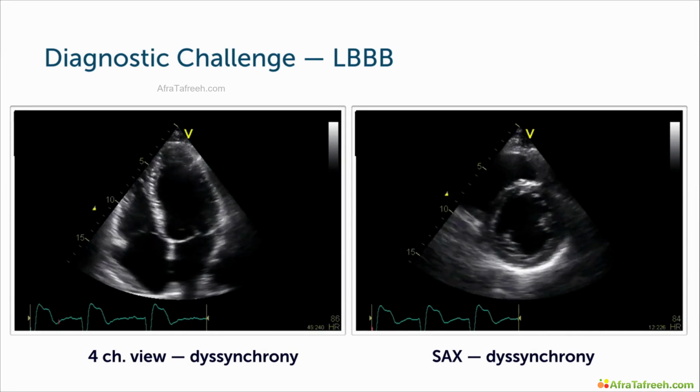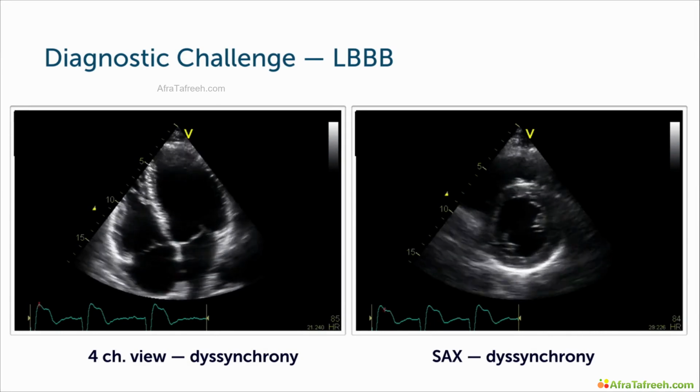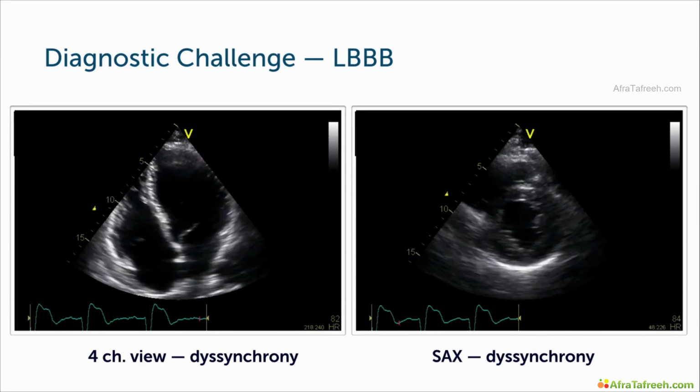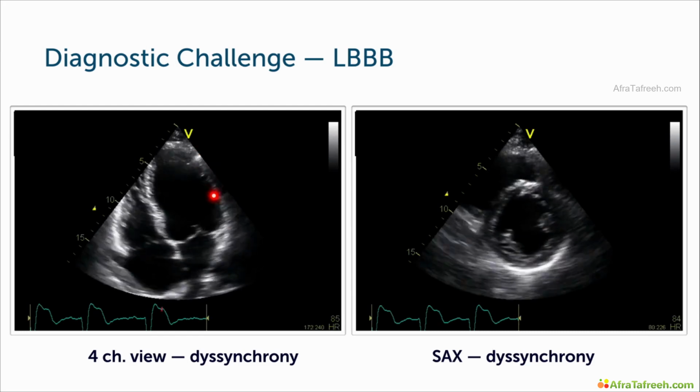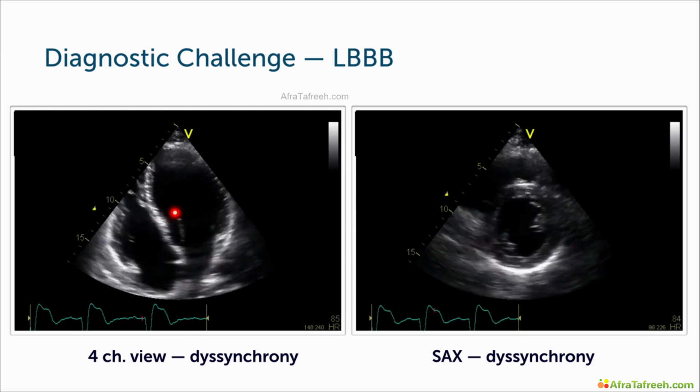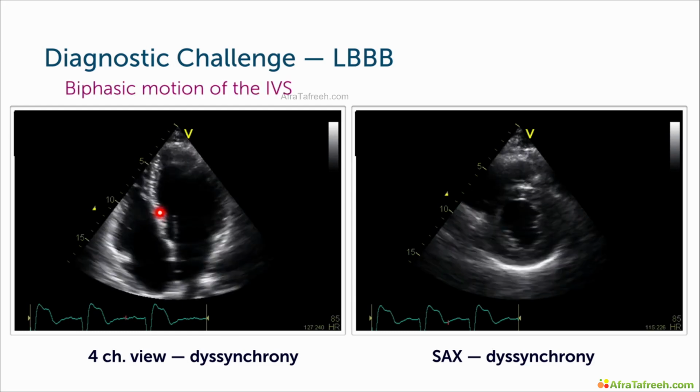He has a bundle branch block with a QRS width of 145 milliseconds. Now, if you look at the contractility in this region here, it looks quite normal. But look at the septum. It wiggles back and forth. It has a biphasic motion.